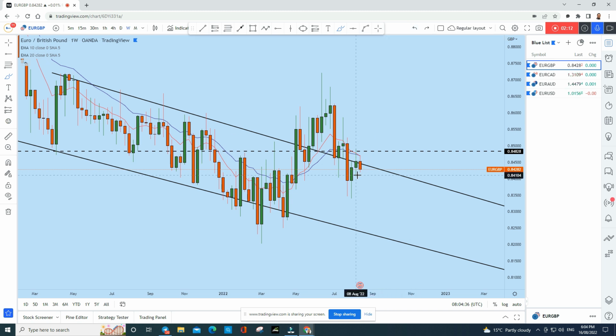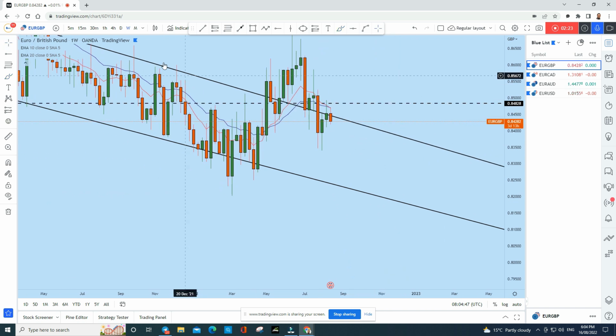This current week, the price was respecting this resistance. The same resistance is being respected this current week. As soon as the market opened, we see that Euro GBP started to drop.